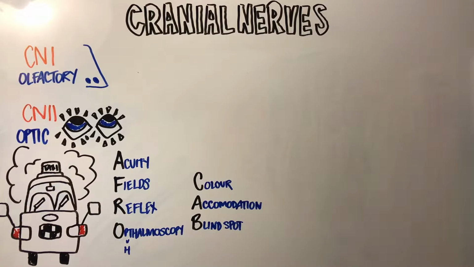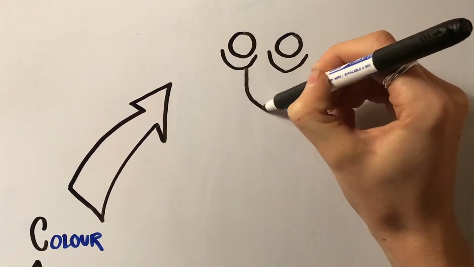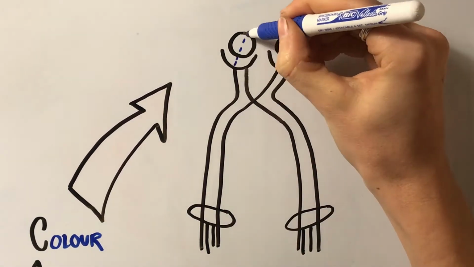Next we have F for fields. So students are usually quite comfortable with testing the visual field, so I thought instead that I'd focus on interpreting some potential findings. So what I'm drawing now is the visual system through the brain, which shows the eyes, and the optic nerves, and the optic chiasm, and then the optic tracts and optic radiations.